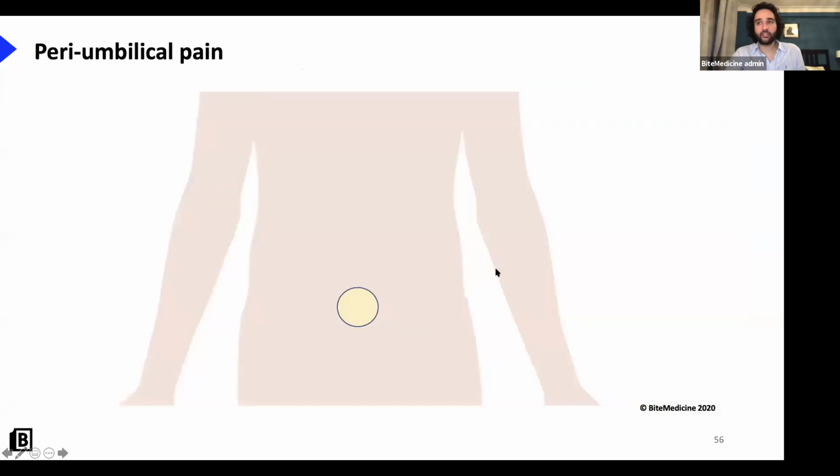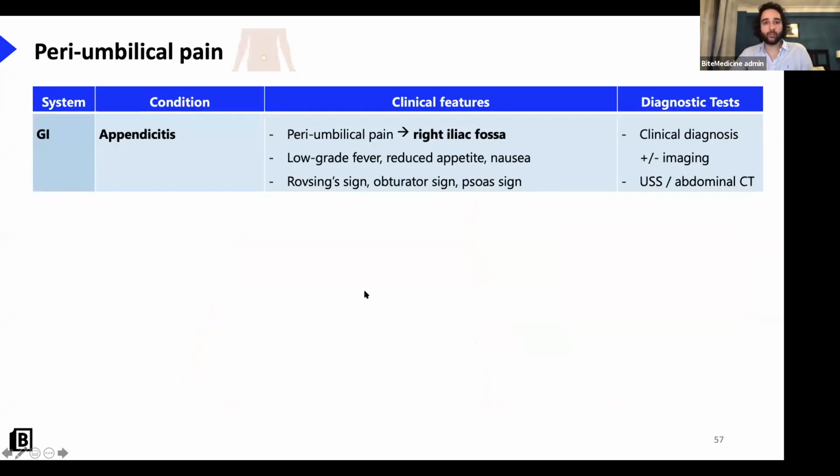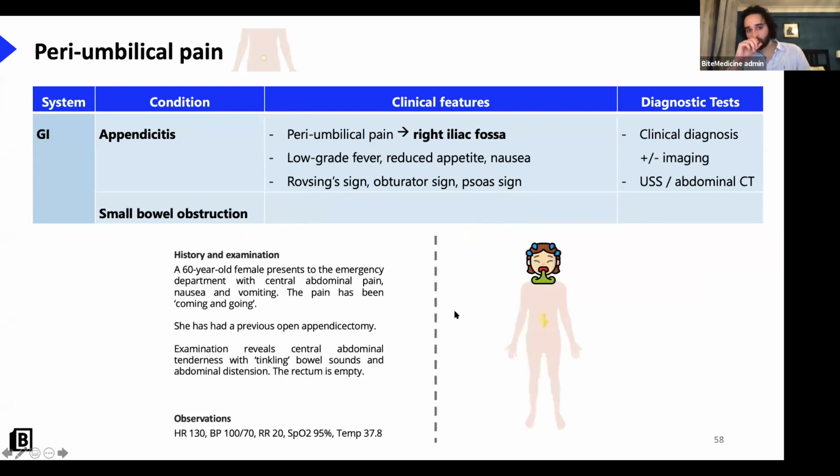Lovely. Last area of the abdomen, periumbilical pain. So we already touched on appendicitis, so periumbilical pain, which then migrates to the right iliac fossa, so the migratory abdominal pain. So we know all about that now. Now, if you look back at our webinar on bowel obstruction, hopefully you remember stories like this. So 60-year-old female, this is directly from that webinar, central abdominal pain, nausea and vomiting, which is coming and going, tinkling bowel sounds, and systemically unwell. That is a characteristic history of small bowel obstruction.